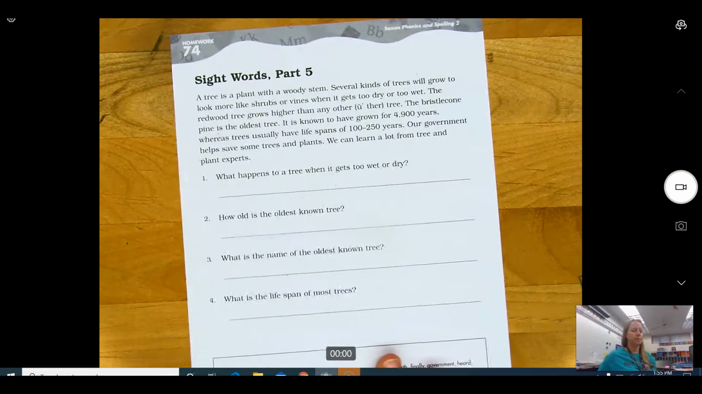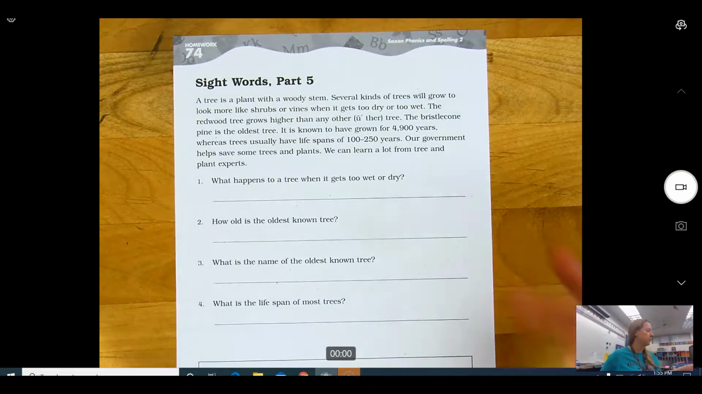On the back, same thing as your homework. So make sure you read the story and answer the questions.